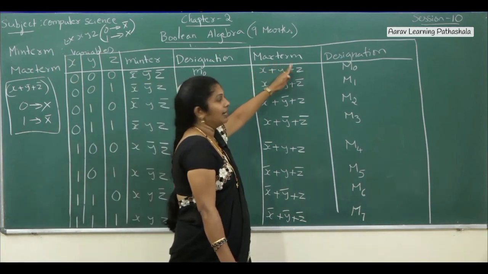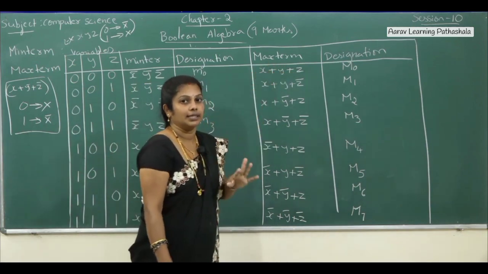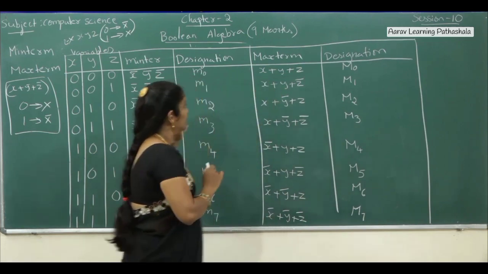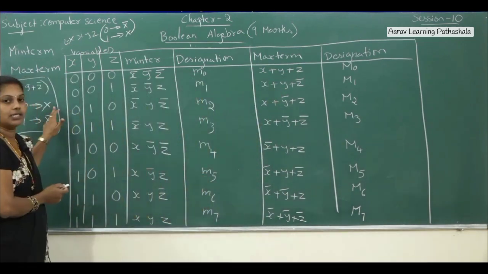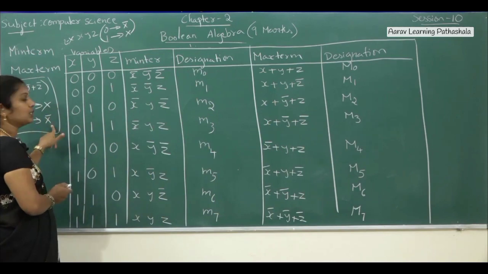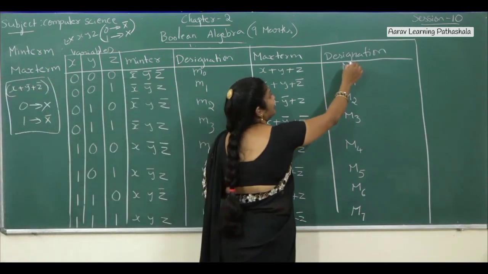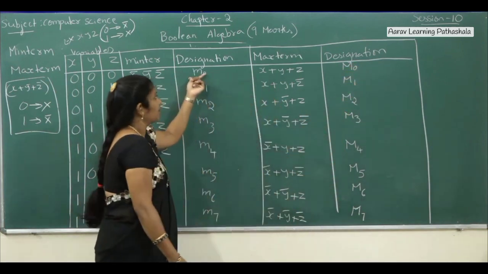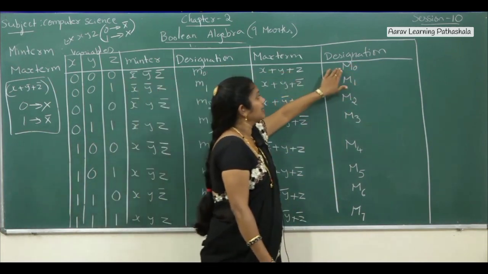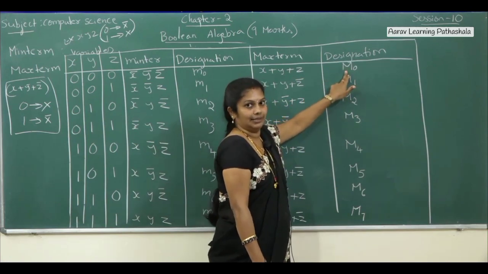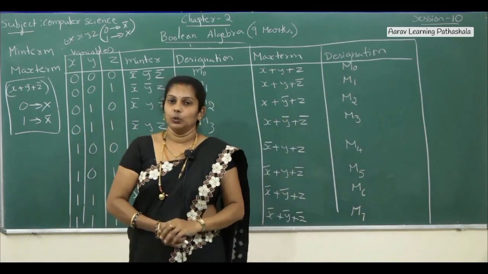Whereas maxterm is a sum of all the literals. Sum means plus, of all the literals. But in this case, 0 represents without bar and 1 represents with bar. And here also we represent the designation in capital letter. Minterm will be represented in small letter and maxterm in capital letter. Next class we'll continue with the remaining things.